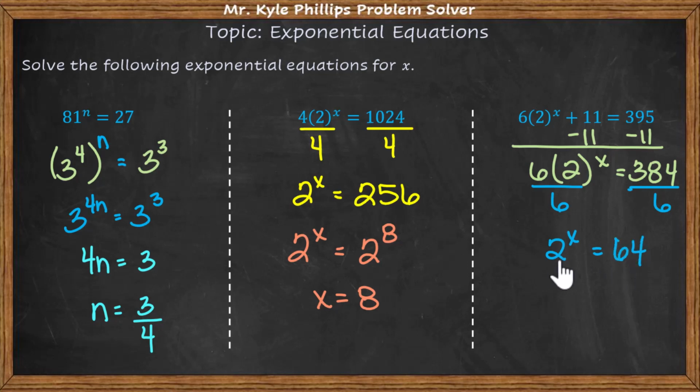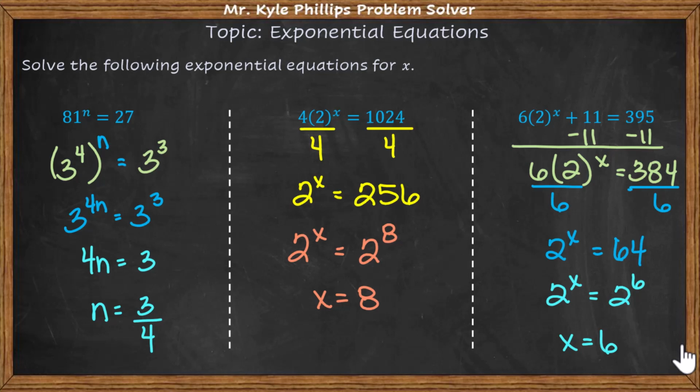And again, I can't rewrite 2 to have a base of 64, so I will try to rewrite 64 to have a base of 2. So 2 to the x equals 2 raised to the 6th power. So it looks as though x is going to be 6.